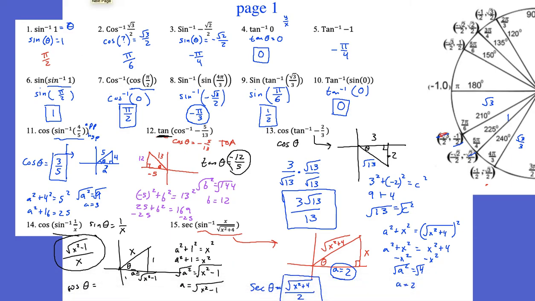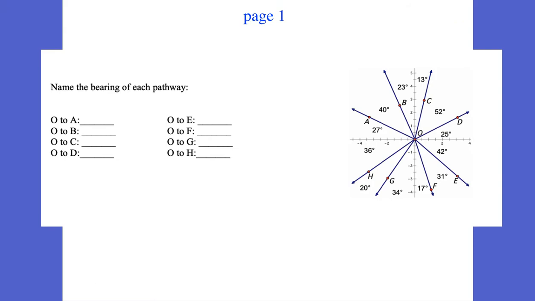Okay, so last problem on this page, we have naming the bearing of each pathway. Name the bearing of each pathway, and what I should have included on here was a cardinal direction, this being north, east, south, and west. So now I just name each one. So it's O to A. O is this origin point right here.